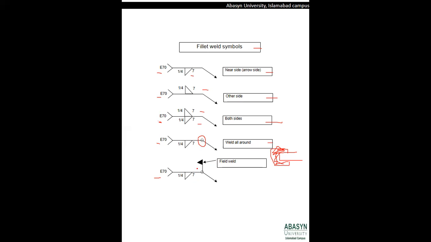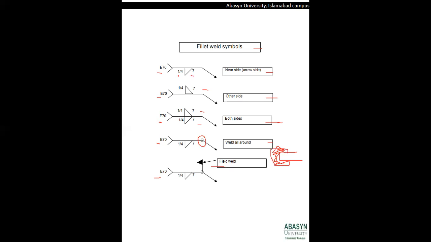And if you see a dark flag over this circle, it means that a field weld has been performed. Field weld means that the welding is carried out on site, instead of the member being assembled in the factory.